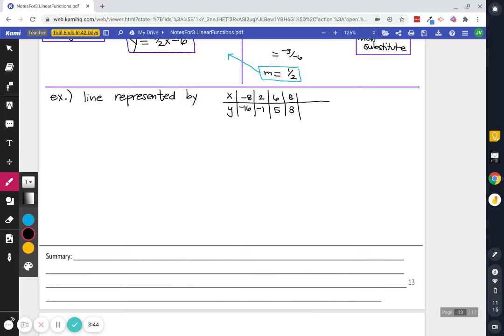And remember, how these tables work is x is the top row and y is the bottom row. But that means that every column is a set of ordered pairs. So the first thing I'm going to do is I'm going to pick 2 columns to give me my ordered pairs. Fun fact about me, I don't like negative numbers if I can help it. So I'm immediately going to skip over the -8, -16 column. I'm going to say that I want 6, 5, and let's just use 8, 8.